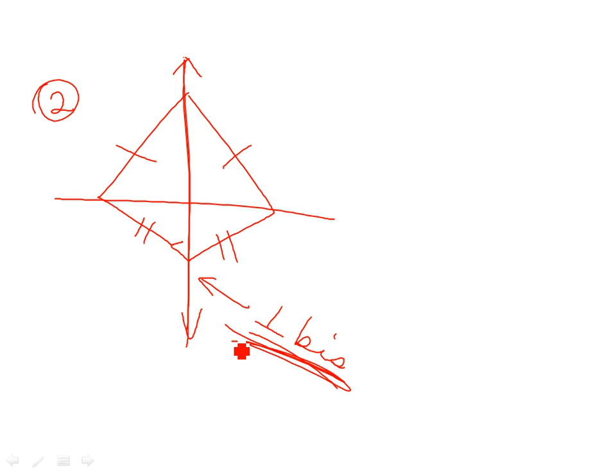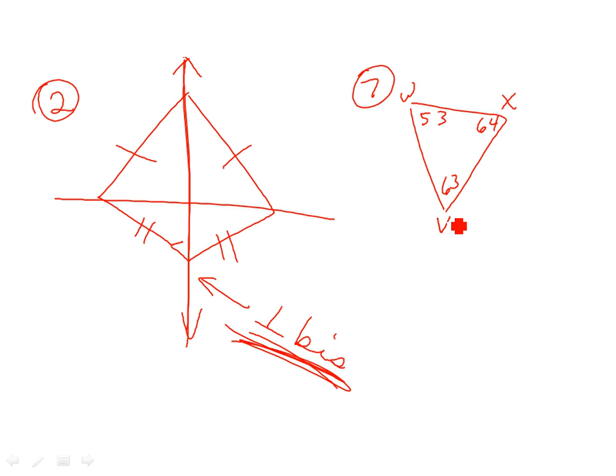Number 7 on the second page. Name the shortest and longest segments. I'm just going to draw this triangle first. That's 53. That's 64. That's, what, 63? W, X, V. Which one's the shortest in that triangle? Which side? 53, or XB. So that's the shortest. We'll just put an S there. Which one's the longest?